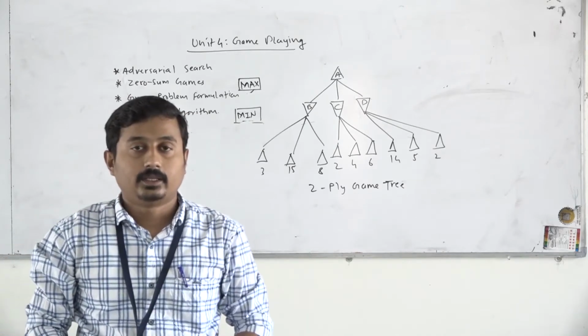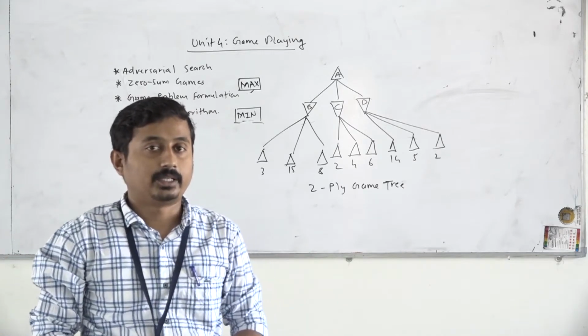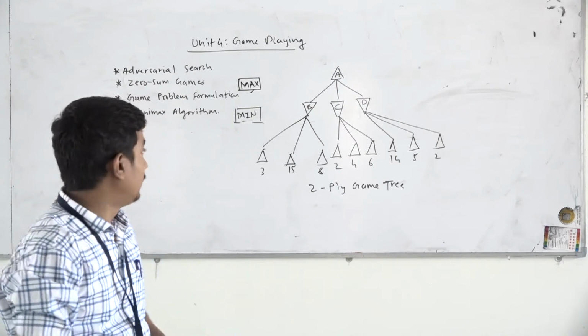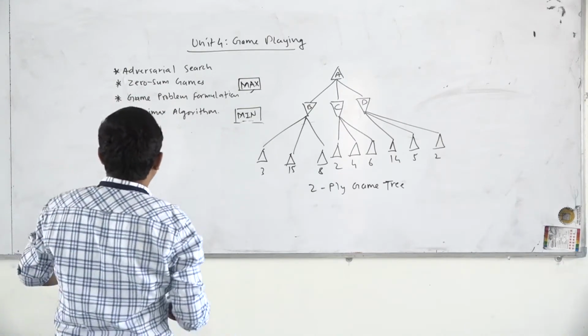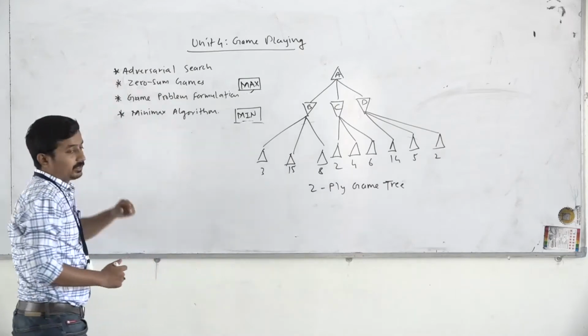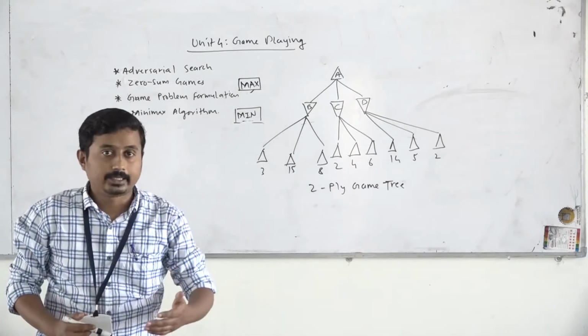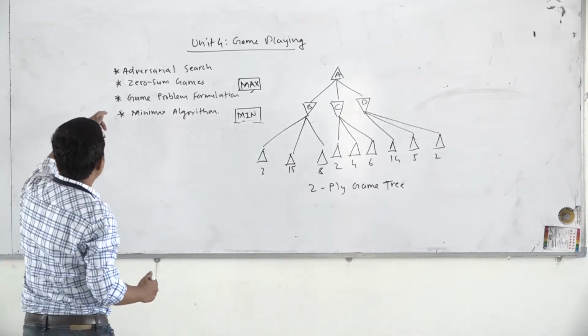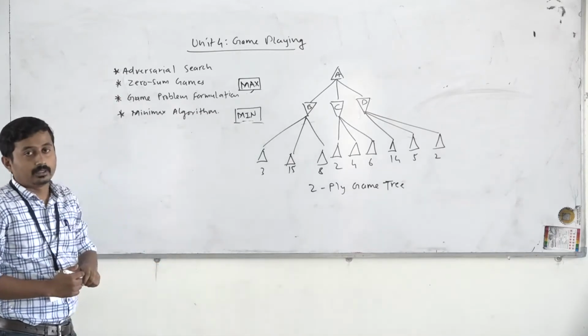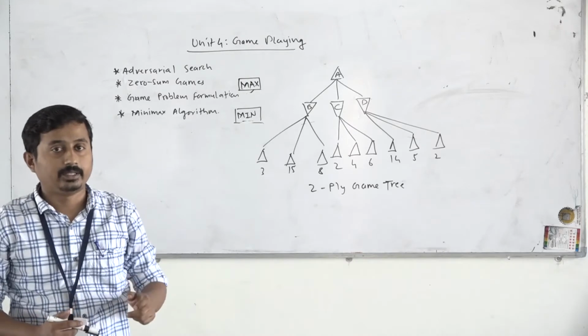Hello friends. In the last class we started with unit 4, that is game playing. We talked about adversarial search, where two agents are acting in a competitive mode and they play alternately. Then we saw the concept of zero sum games, where the sum of the utility values of the agents remains constant.